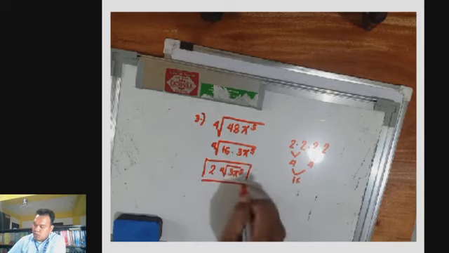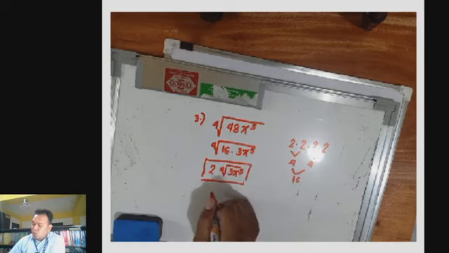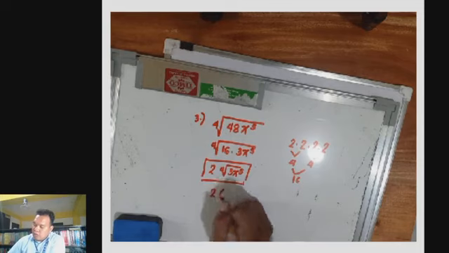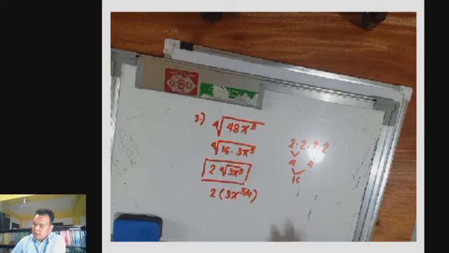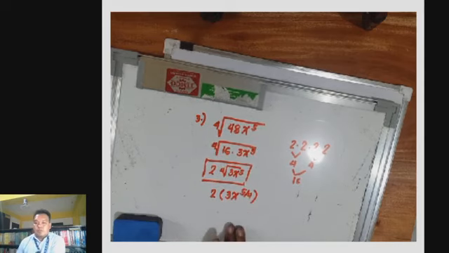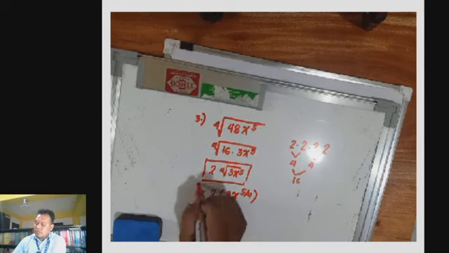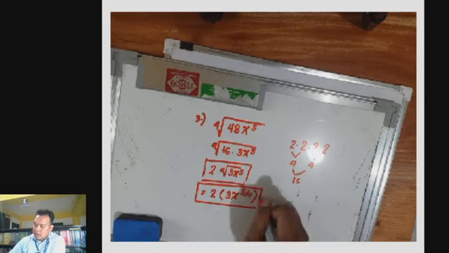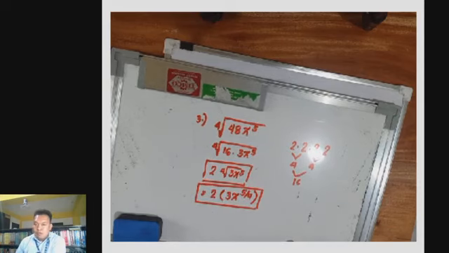Or pwede mo siyang isulat as ganito. 2 times 3x raised to 5 over 4. Pwede rin po ito. No? Kahit saan po dyan, okay lang. Okay. For number 4. Number 4 tayo. Number 4.